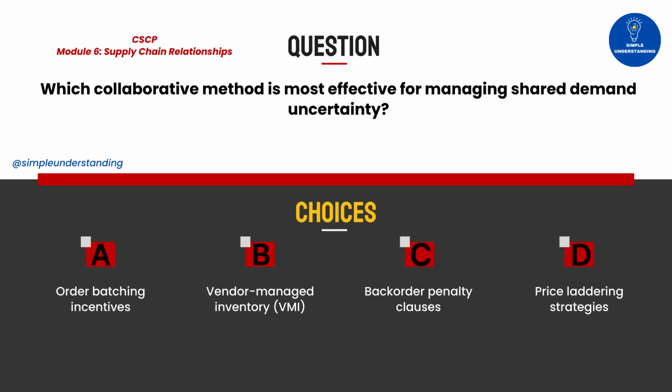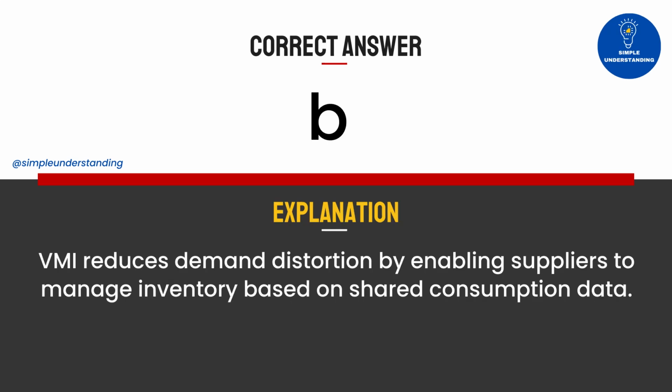5. Which collaborative method is most effective for managing shared demand uncertainty? A. Order batching incentives. B. Vendor-managed inventory, VMI. C. Backorder penalty clauses. D. Price laddering strategies. Correct answer: B. Explanation: VMI helps reduce the bullwhip effect and improves responsiveness by giving suppliers access to real demand data.